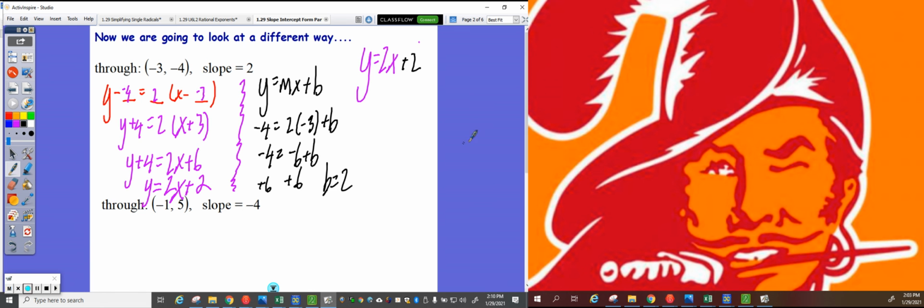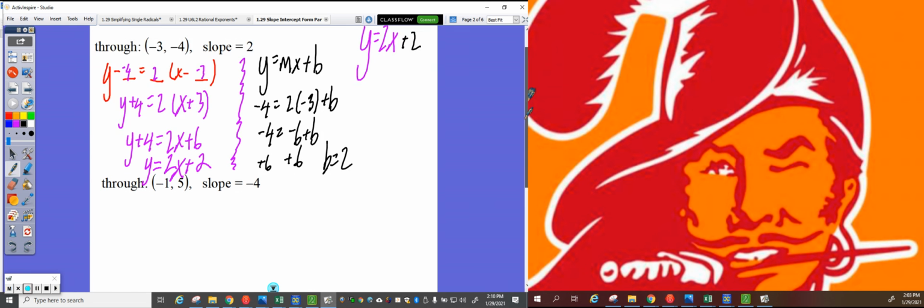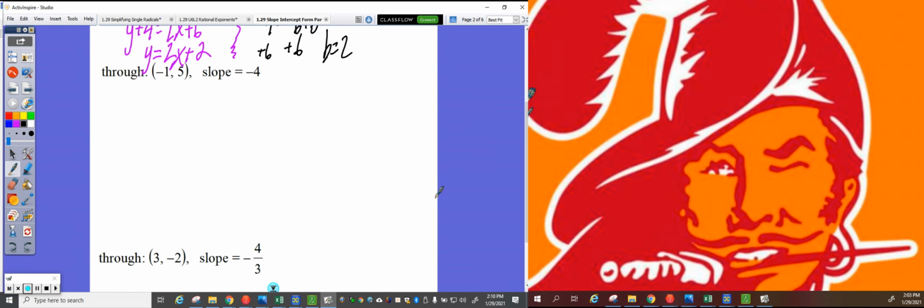So, I want you to do this next one. -1, 5, slope is -4. I want you to say, I already have half of the equation written. You're going to write that off to the side. And then you're going to plug everything into slope-intercept form and solve for b.